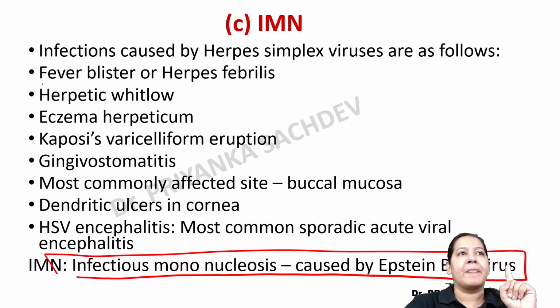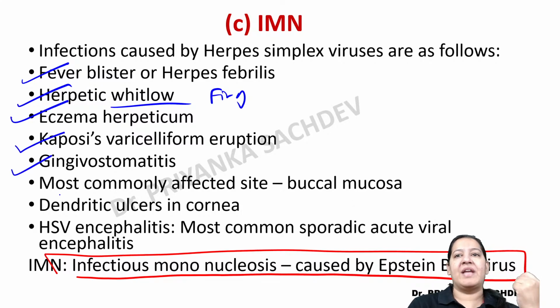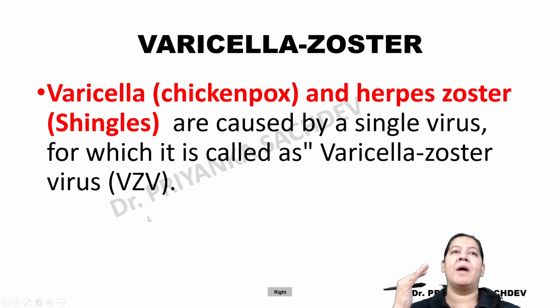It can cause the herpes blisters, herpetic Whitlow, that is on the fingers, eczema herpeticum, right? Kaposi varicelliform eruption, gingivostomatitis on the buccal mucosa, on the cornea of the eye, dendritic ulcer, in the brain encephalitis. These all are caused by herpes virus.